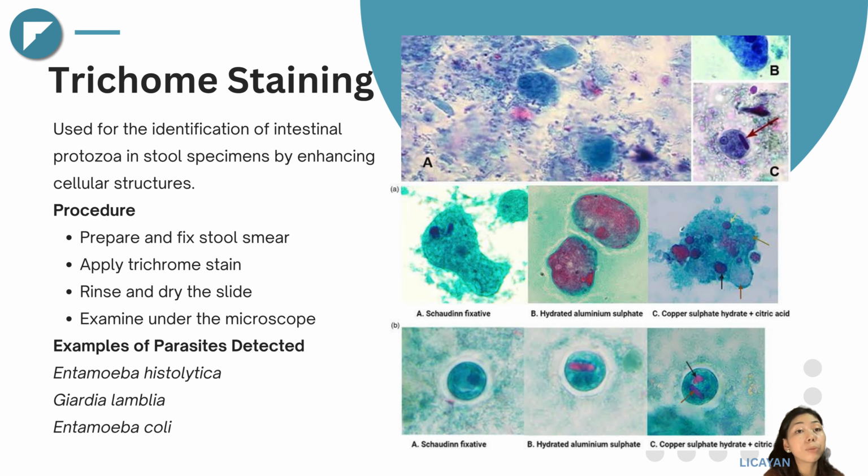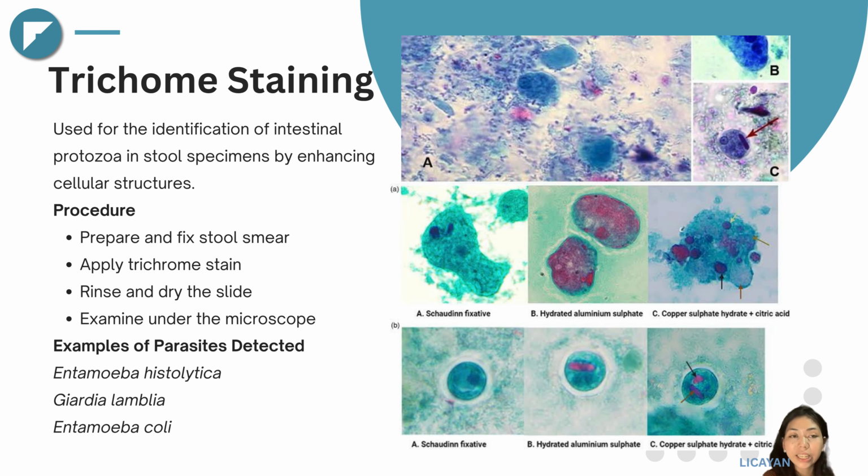The most commonly used permanent stain is a trichrome stain. This is useful for detection of intestinal protozoa in stool specimens by enhancing their cellular structures. This stain provides excellent contrast, usually coloring parasites in shades of purple or red against a green or blue background. This makes it easier to differentiate parasites from debris such as yeast or plant material.